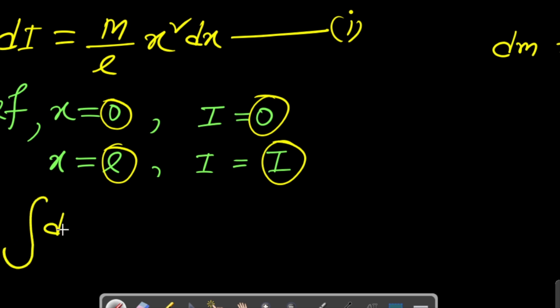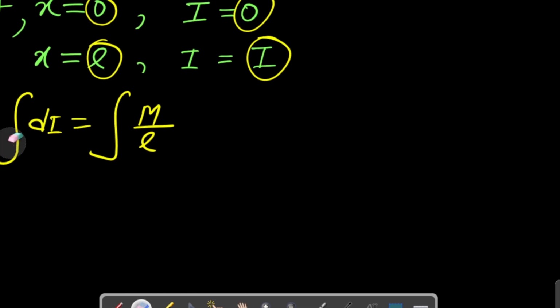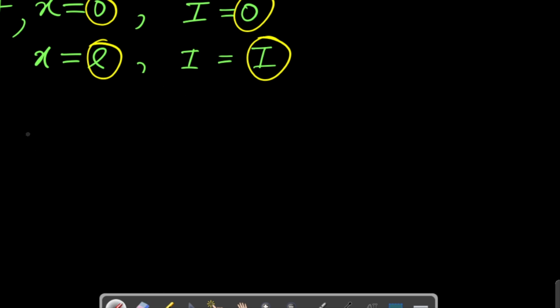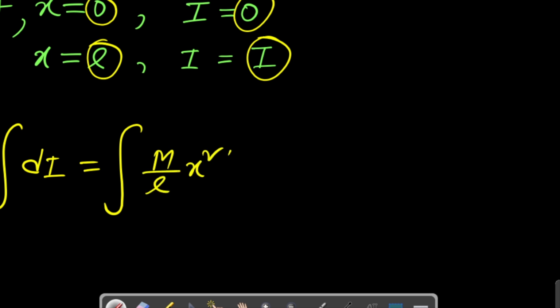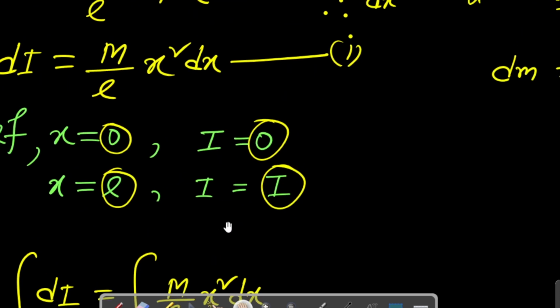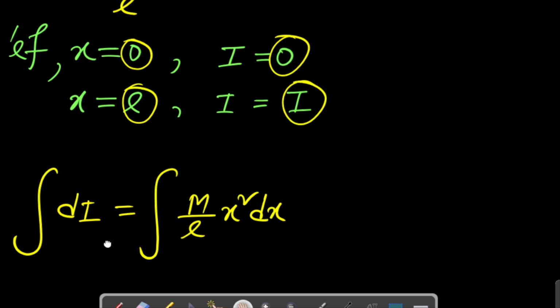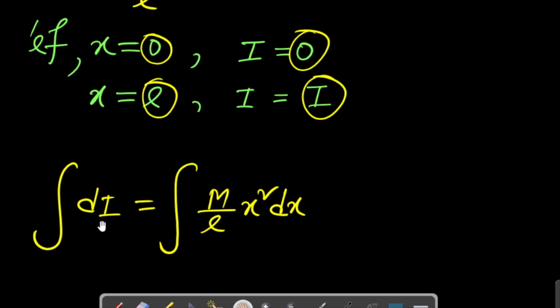So we integrate dI on both sides: dI is equal to the integral of m divided by L times x square dx. Now we integrate both sides and put in the values. After d here we have I, so we put the limits of I here. The lower limit of I is 0, and this is the upper limit region.